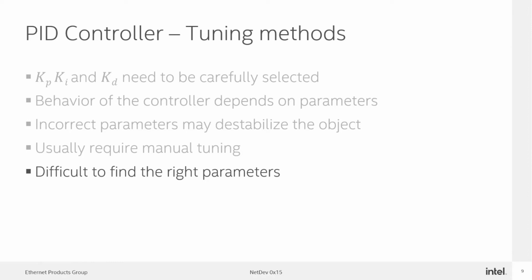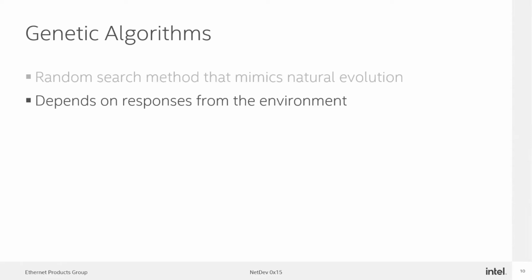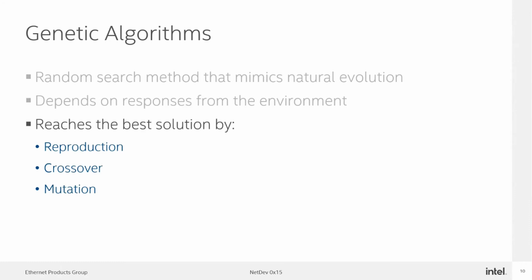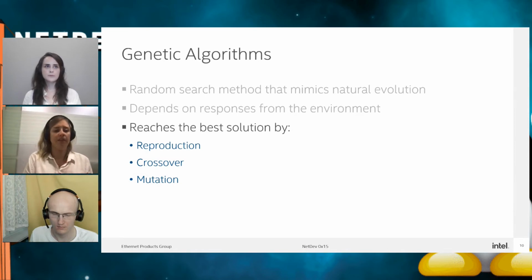An alternative to that is to tune a PID controller using genetic algorithms. A genetic algorithm is more like a random search method. It mimics the natural evolution process, and it has been shown to be capable of locating high-performance areas in complex domains. What is essential, a genetic algorithm depends entirely on response from the environment. And to reach the best solution, it uses evolution operators such as reproduction, crossover, and mutation, mimicking the process of natural evolution. It will be easier to explain the genetic algorithm using a block diagram, so let's take a look at it now.